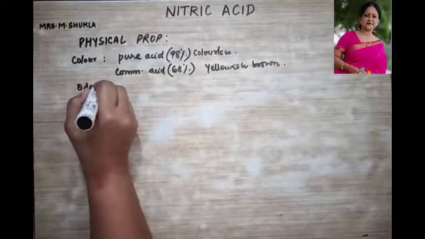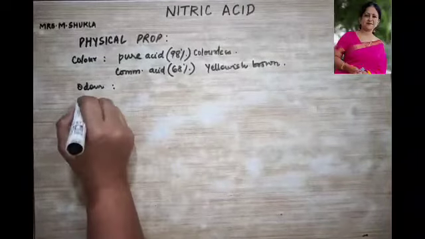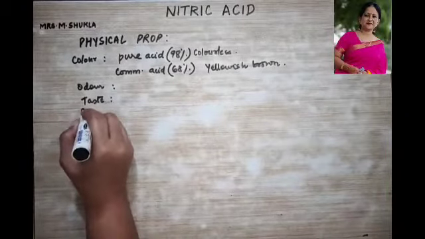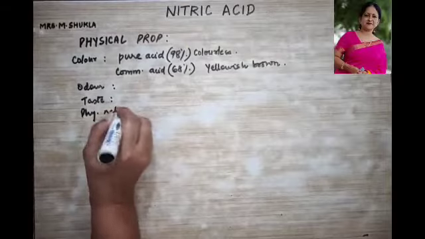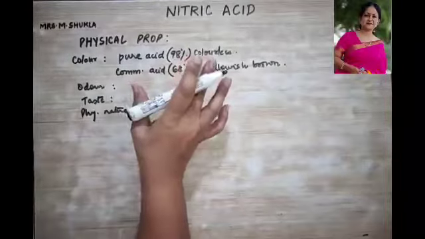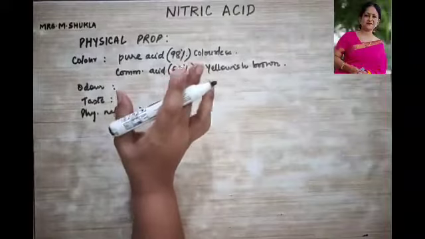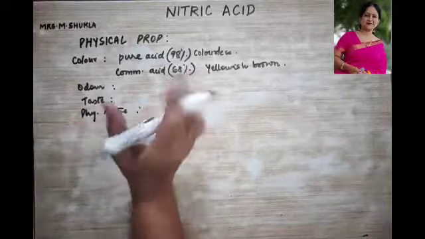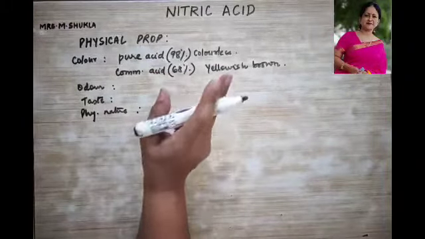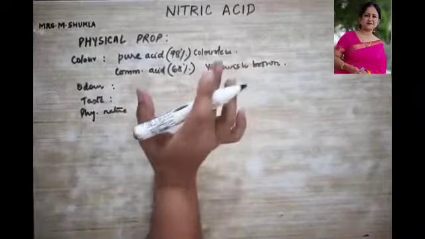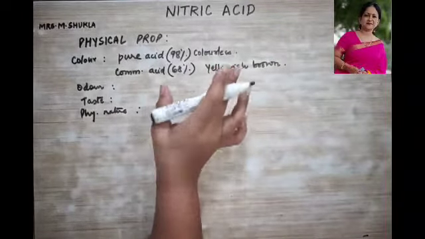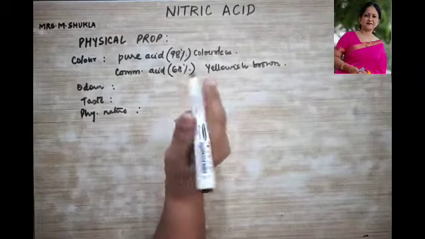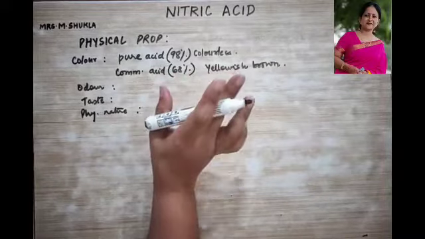What do we know about the odor of it? It is quite suffocating. What do we know about the taste of it? It has a sour taste because it is an acid. What is the physiological nature of this acid? It will always be highly corrosive. When it drops on your skin, it causes painful blisters. It combines with the protein of your skin and forms a yellow compound called xanthoproteic acid, and this stains the skin yellow. Clear? So we can say it is highly corrosive in nature.